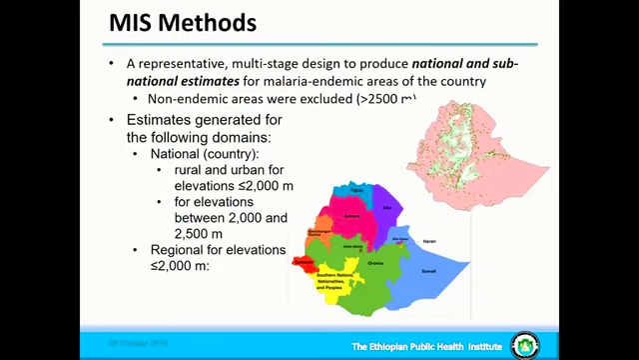The malaria indicator surveys are representative multi-stage designs, and they give estimates nationally and sub-nationally. Areas which are above 2,500 meters, shown here in white, were excluded from the survey. But estimates are made nationally for rural and urban areas for altitude less than 2,000. And estimates were also made for all the regions. So estimates were made for the 9 regions that are shown here.